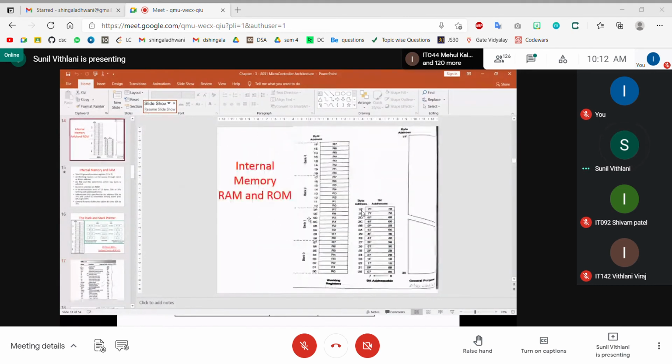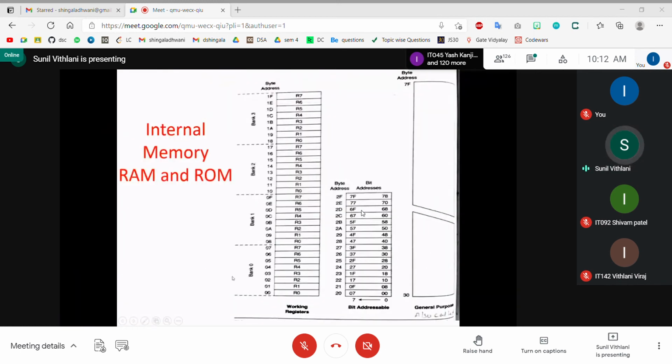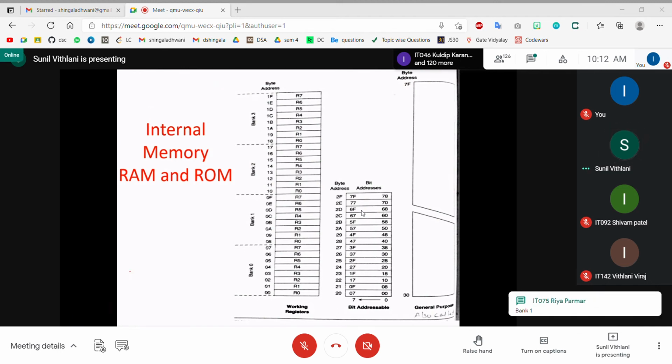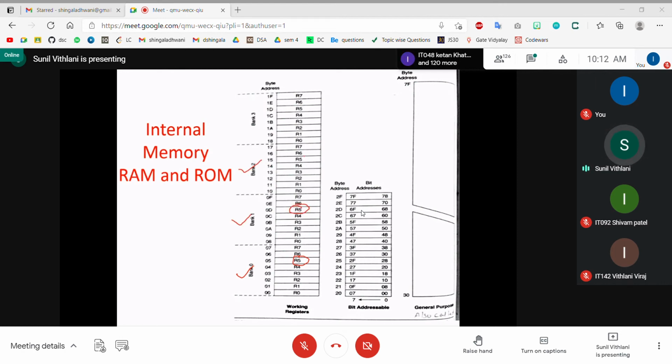यहाँ पे ये जो हमारे पास है, बैंक जीरो, बैंक वन. This is Bank 0. Bank 0 will also have R5. Bank 1 will also have R5. Bank 2 will also have R5. And Bank 3 will also have R5.